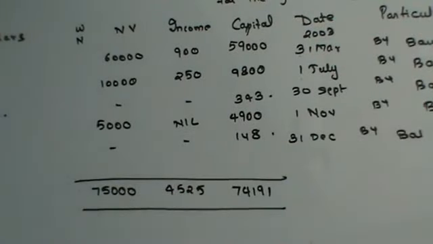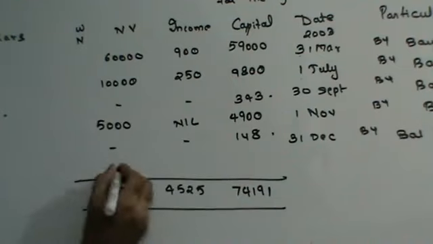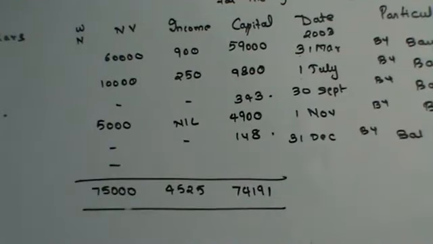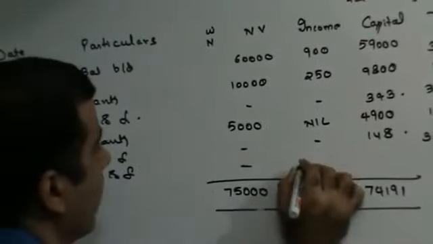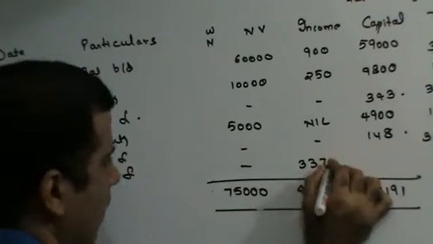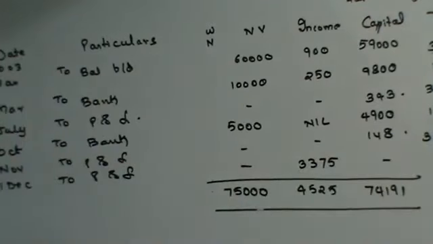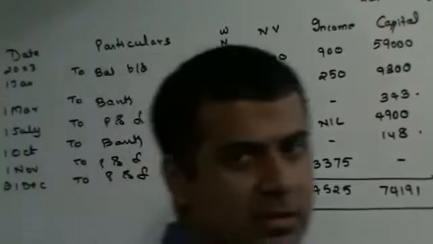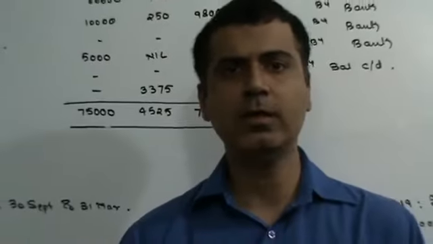4,525. The difference, 31st December. How much is the difference, guys? 3,375. Right? That finishes that sum. We stop this here for the day. Thank you very much.